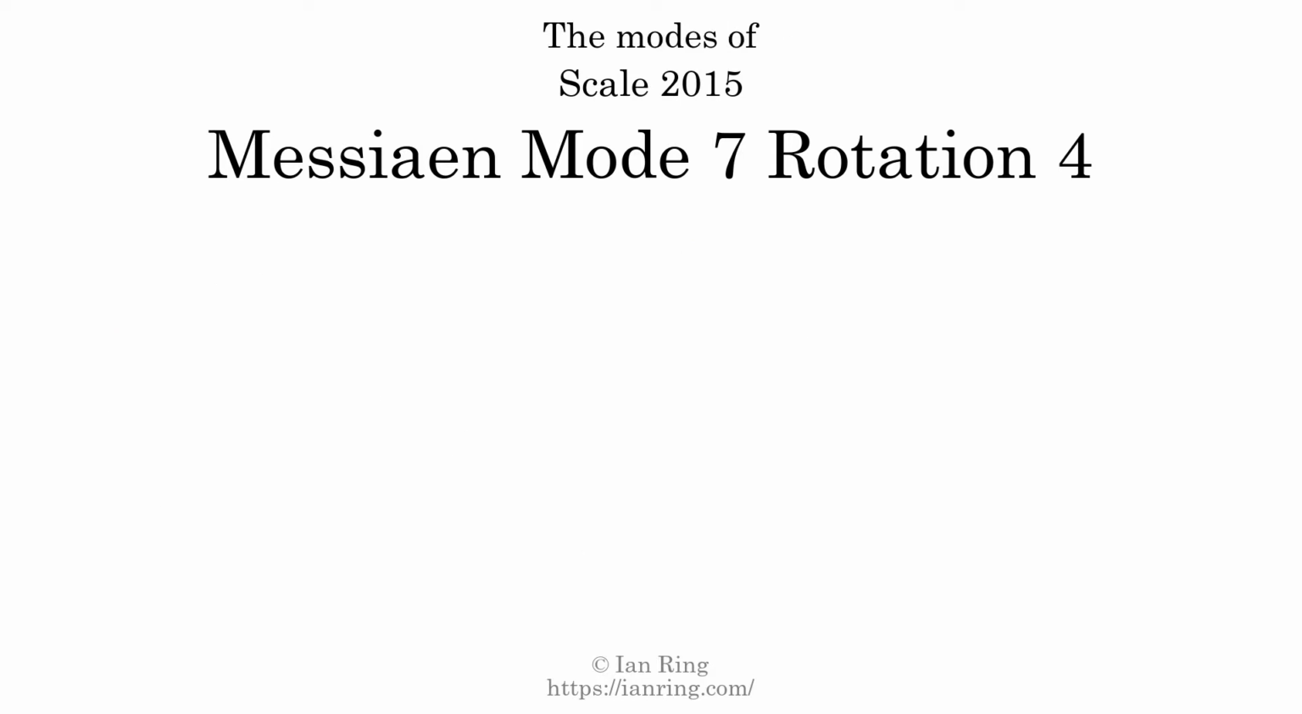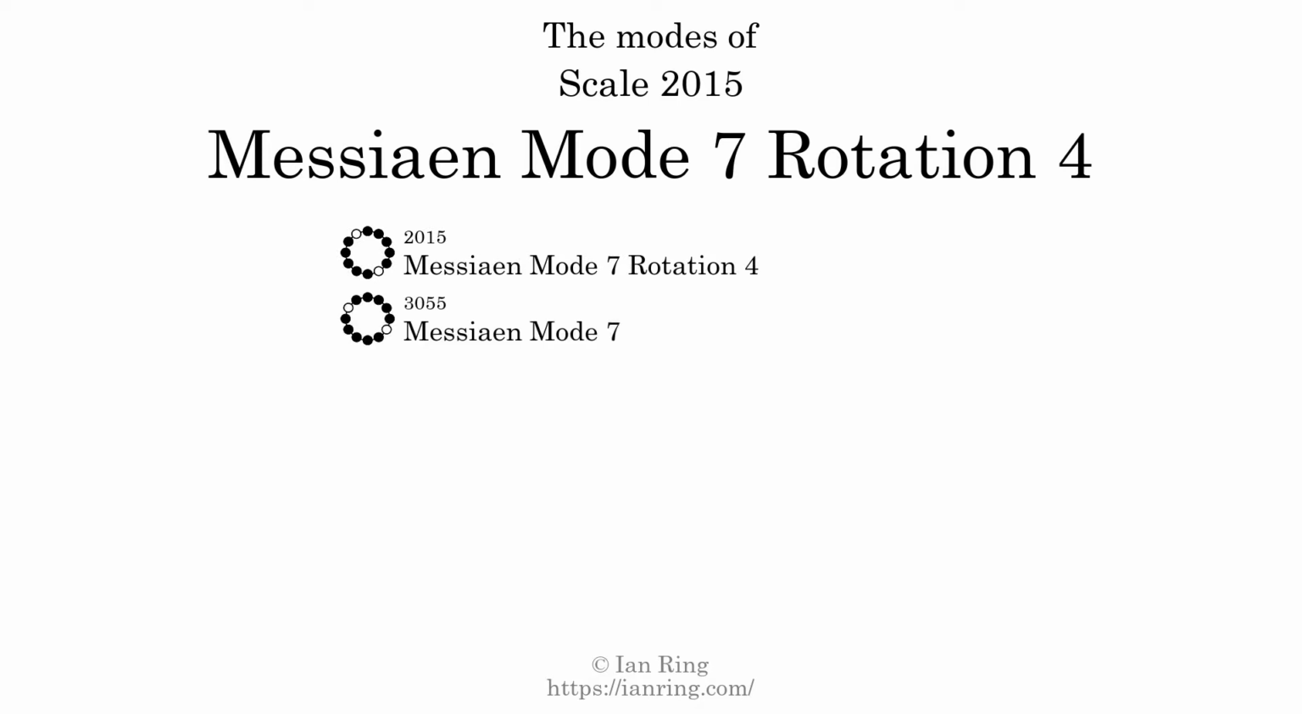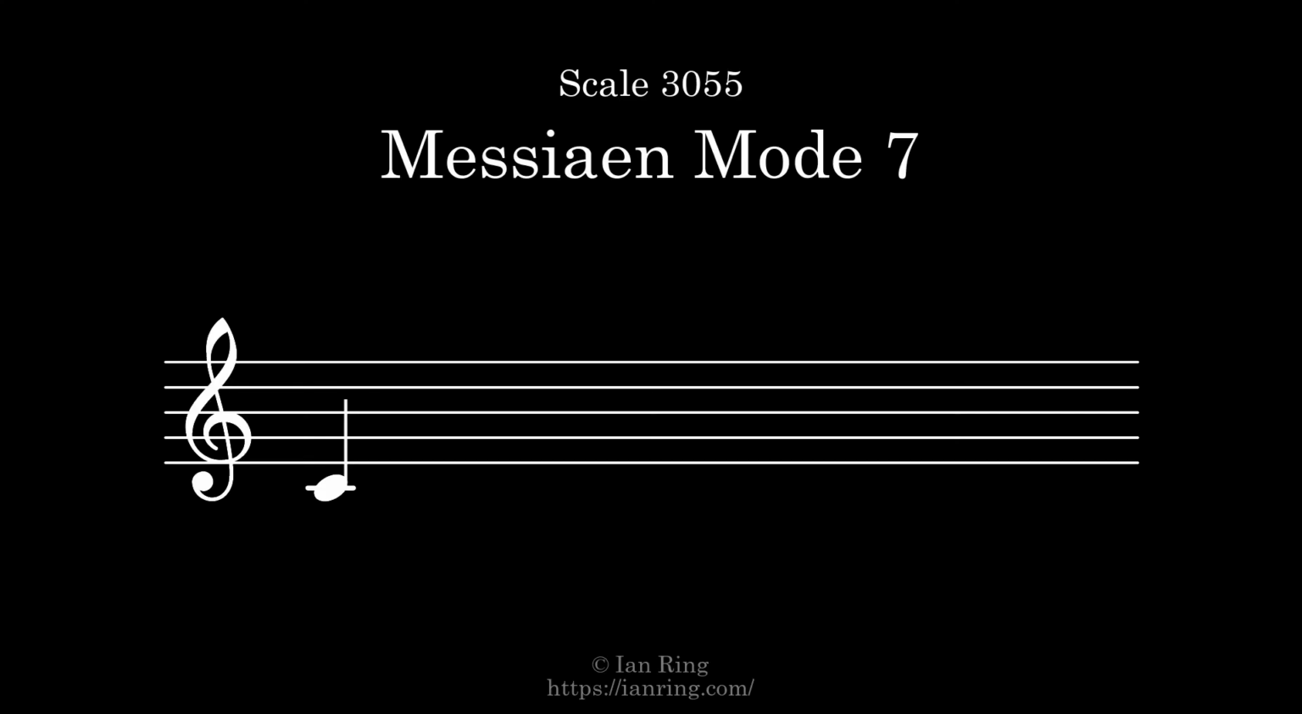This scale has 5 modes. The first mode is itself. The second mode is scale 3055, also known as Messiaen Mode 7. It sounds like this.